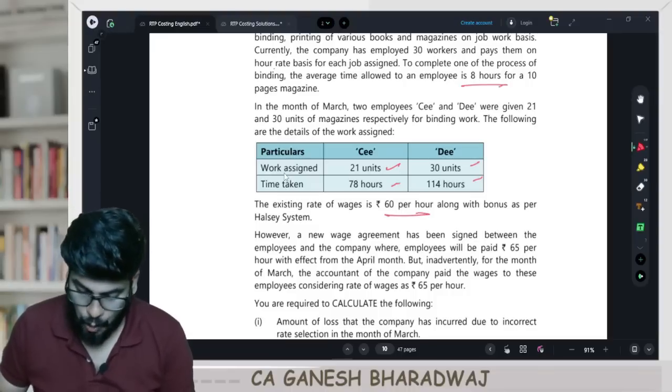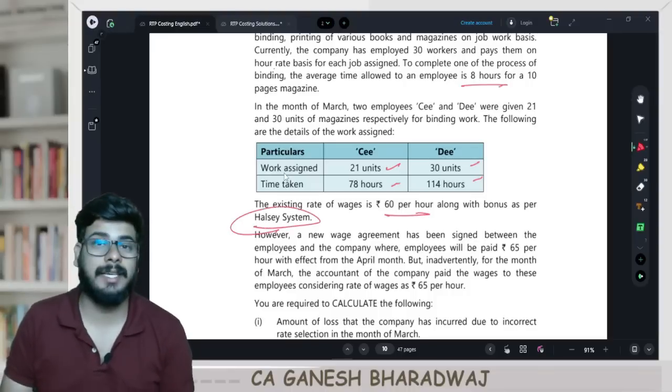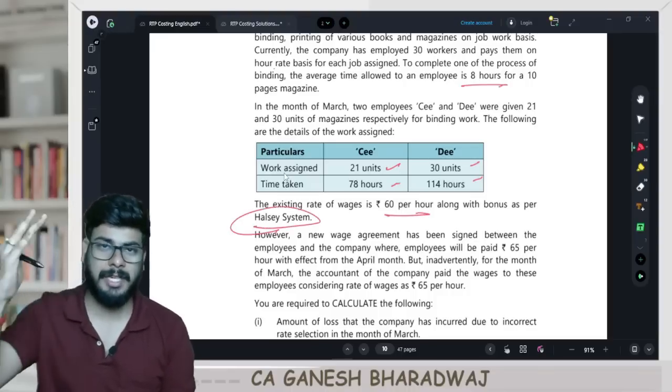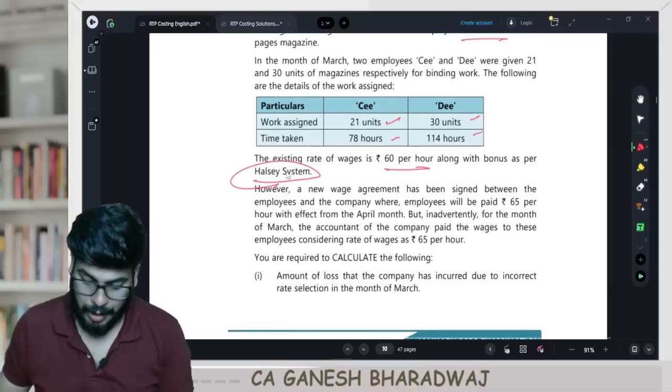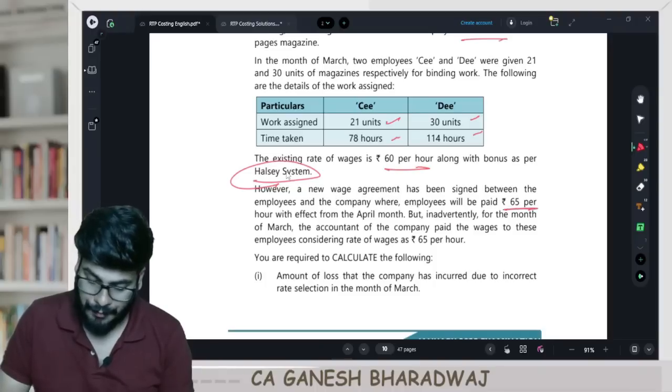60 rupees, with a bonus as per the Halsey system. Halsey is what? 50% of time saved into your time rate is going to be your bonus. However, a new wage agreement has been signed between the employees and the company where the employees will be paid rupees 65 per hour with effect from April month.